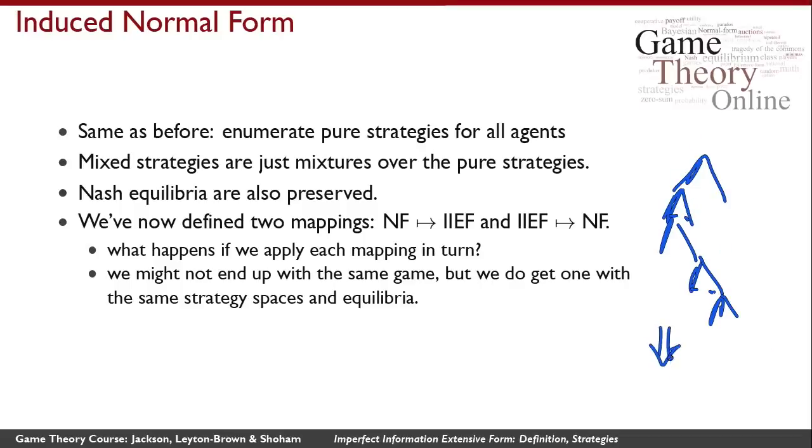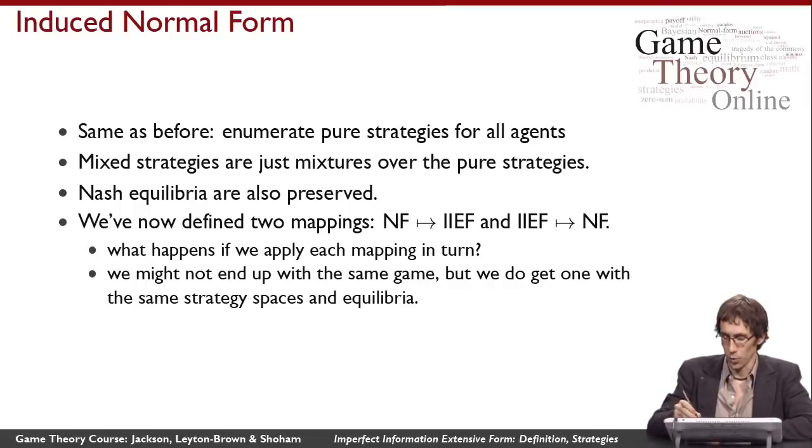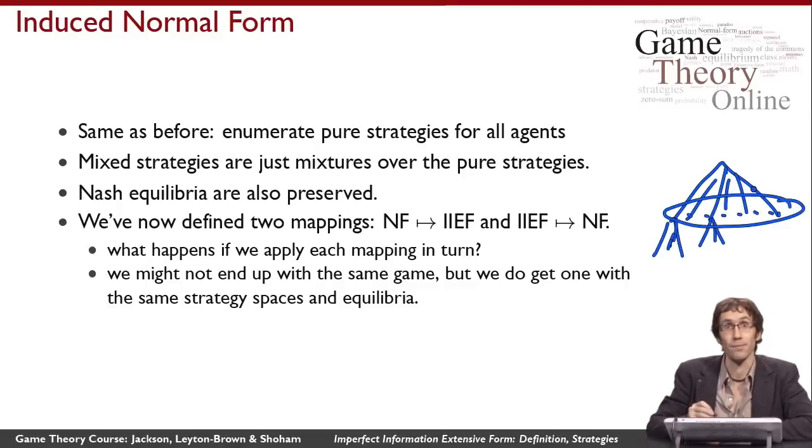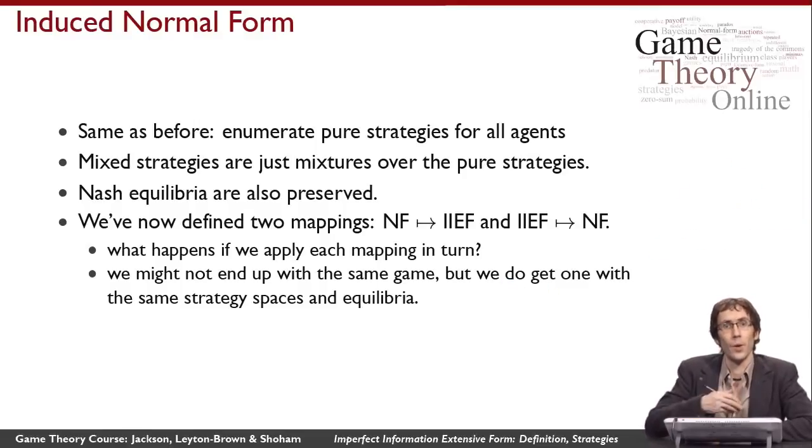And when I make it into a normal form game, I'm going to get this flat table. And then when I take a flat table and turn that into an extensive form game, it's going to be an extensive form game that only has 2 levels with all of this stuff in one big equivalence class. And so it's going to be an extensive form game that looks different from the one that I started with. But what is important is that it's going to have the same strategy spaces, the same sets of pure strategies for both agents, and it's going to have the same set of Nash equilibria.